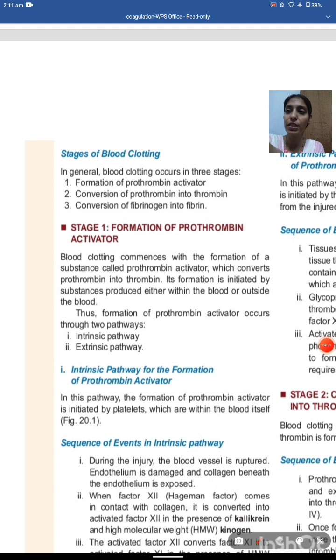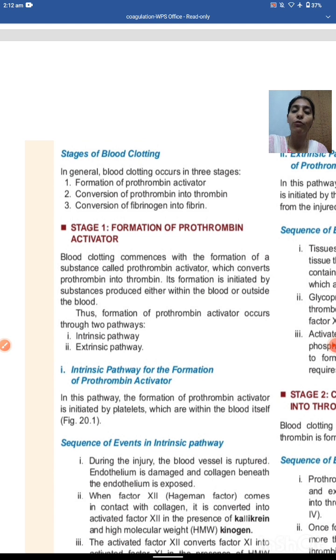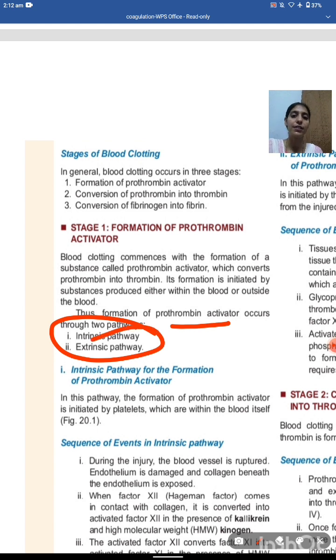The first stage, the formation of prothrombin activator, occurs through 2 different pathways. One is the intrinsic pathway, and the second is the extrinsic pathway. Both these pathways result in the formation of prothrombin activator, but by different methods. Blood clotting commences with the formation of substances like prothrombin activator, which converts prothrombin into thrombin. Its formation is initiated by substances produced either within the blood or outside the blood. The formation of prothrombin activator occurs in two pathways, the intrinsic and the extrinsic.